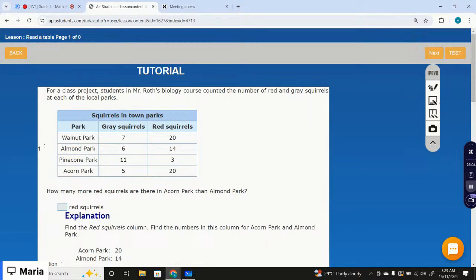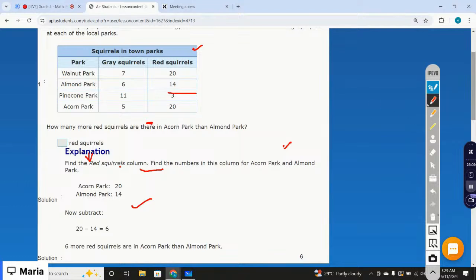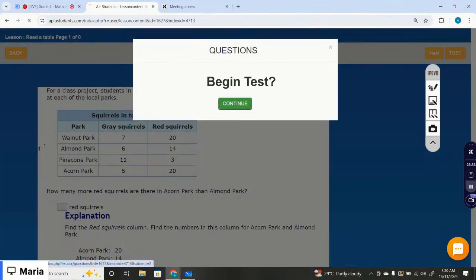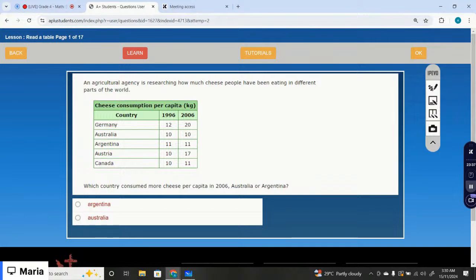So, how many more red squirrels in Akron Park, right? Here is Almond Park. In Akron Park, there are 20 red squirrels, and in Almond Park, there are 40 red squirrels, right? So 20 take away 40 is 6. That means there are 6 more red squirrels in Akron Park than Almond Park, right? The correct option is 6. Let's start with the test questions. Let's see how we read the data from the tables.